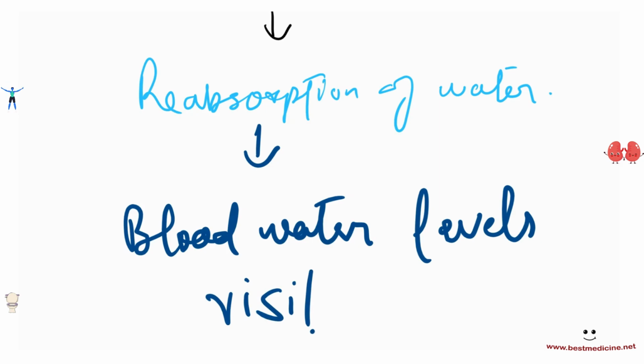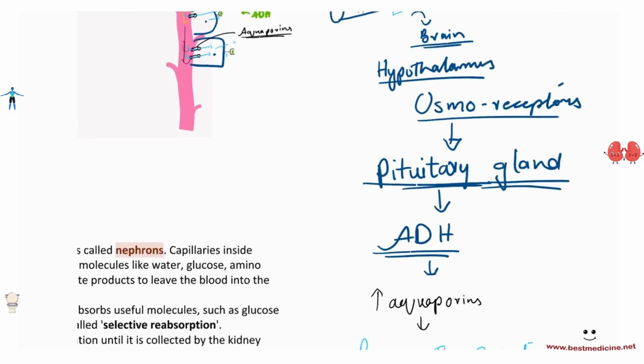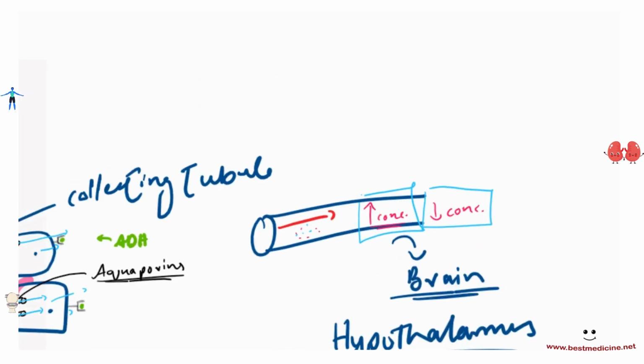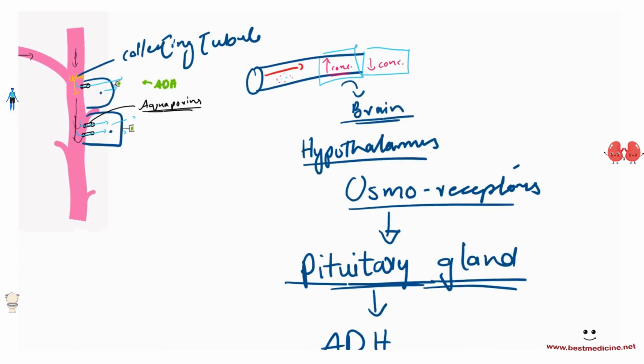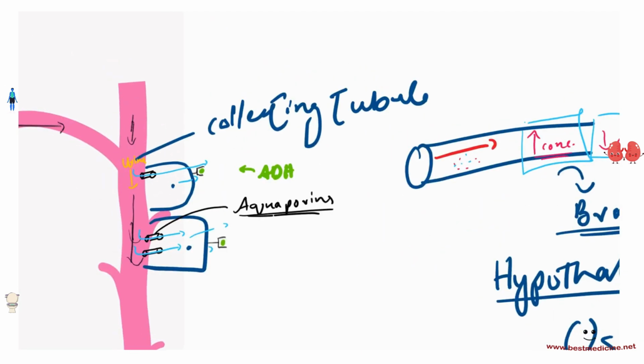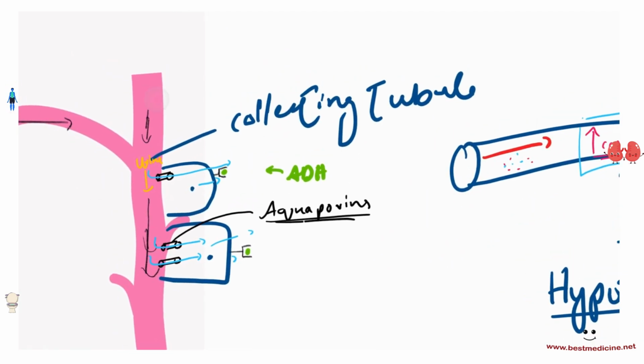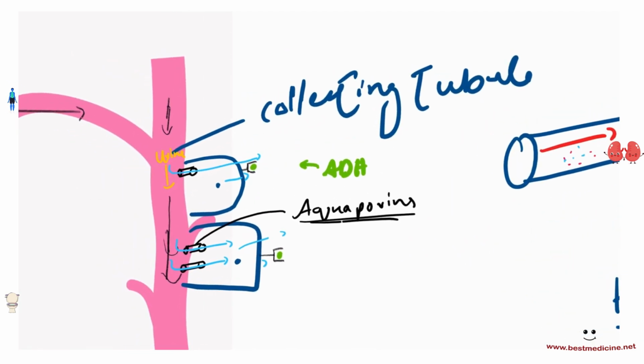Rise, right? Now the opposite would occur if the blood concentration decreases. If the blood concentration decreases and blood becomes very dilute, then you want to decrease the amount of ADH, right? You want to decrease the amount of aquaporins so that you can remove the water from the body.